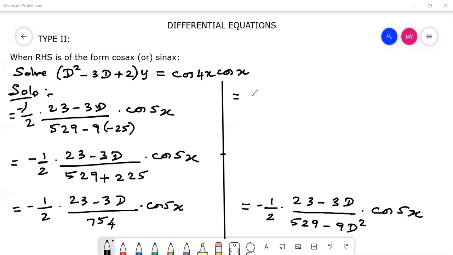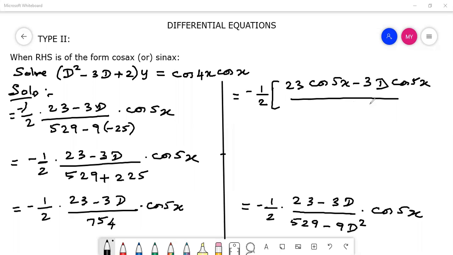After doing this, you can bring this cos 5x to the numerator. So what will be there? It will be 23 cos 5x minus 3D cos 5x over 754. So now after solving this, minus 1 by 2 into 23 cos 5x minus, what is cos 5x when differentiated?